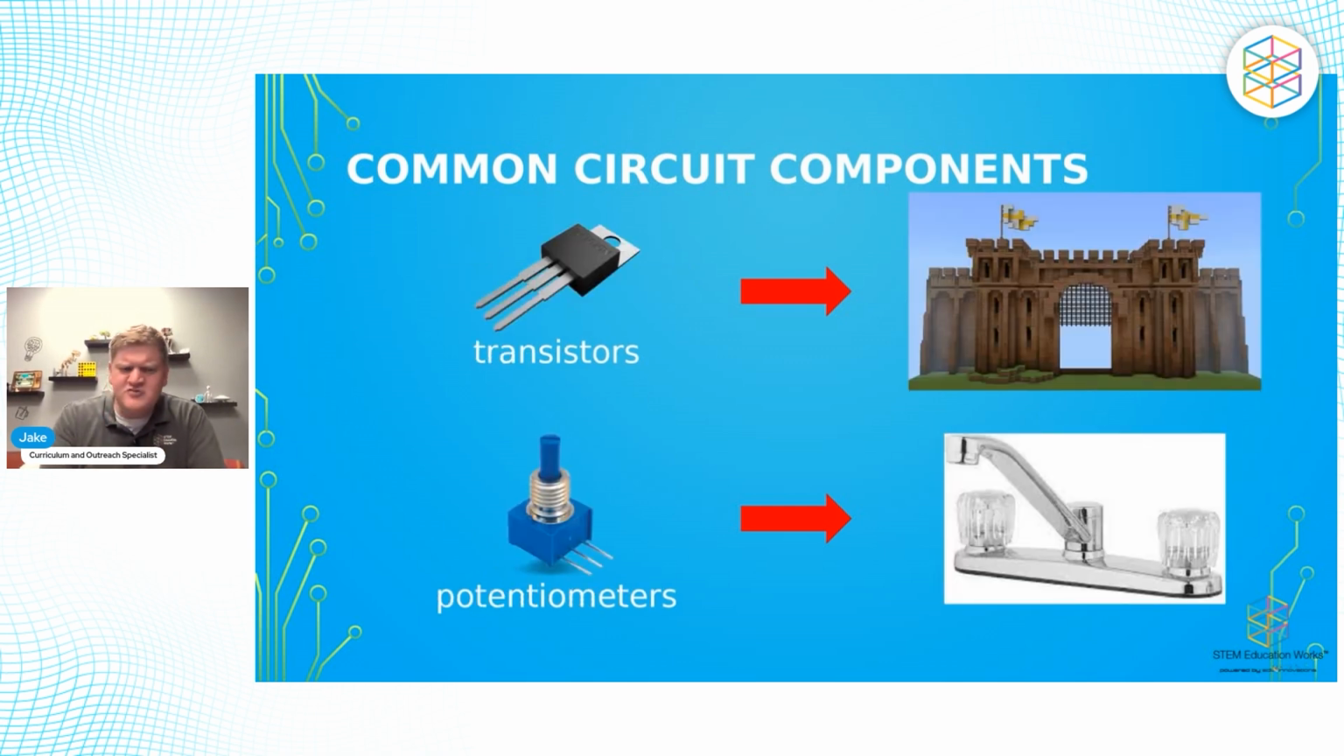Now, the next two most complex objects that you can put into a circuit would be transistors and potentiometers. And these two things are pretty closely related. First off, we have transistors. And you can think of a transistor as being like the gate of a castle. It's either open or it's closed.